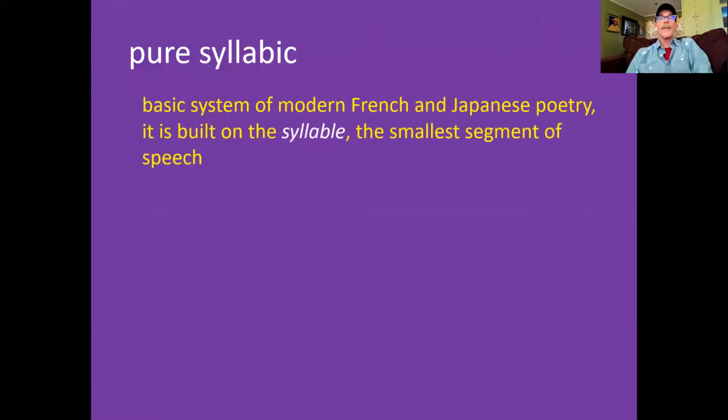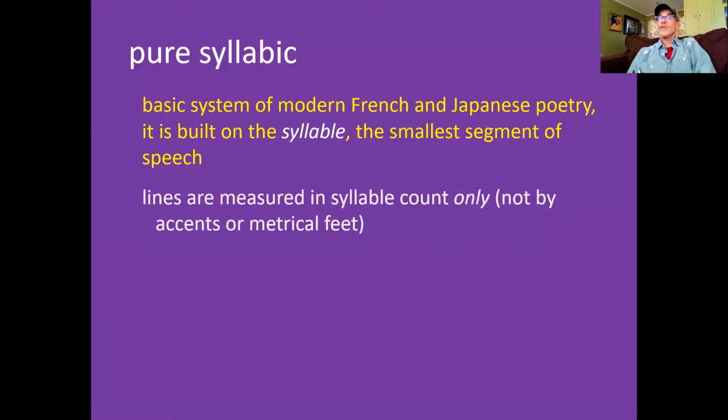All right, pure syllabic. So this is a basic system of modern French and Japanese poetry, although some writers in English use this particular system. Okay, so it's built on the syllable, which is the smallest segment of human speech. So lines are measured in syllable count only, not by accents or metrical feet. We'll talk about metrical feet when we get into the next verse system.